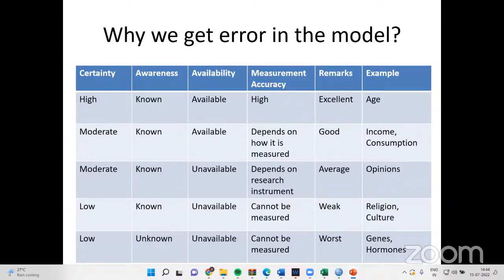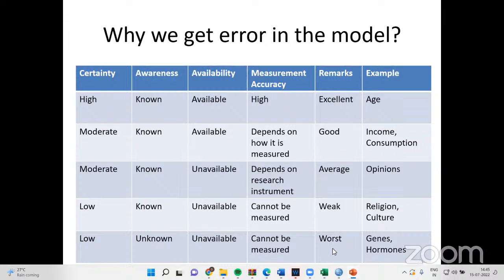Fourth category, religion and culture. Certainty, low. Awareness, known. Availability, unavailable, in the sense that there is no such instrument with which I can measure it. It cannot be measured and it is considered to be a weak form for measuring, for quantification.